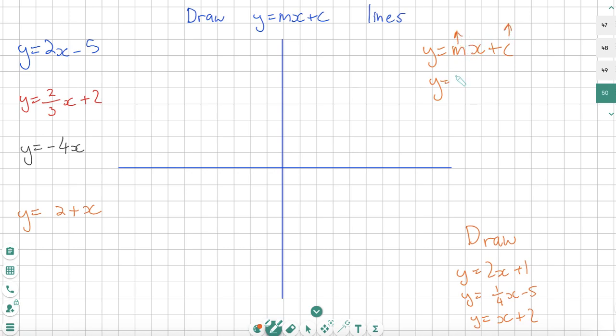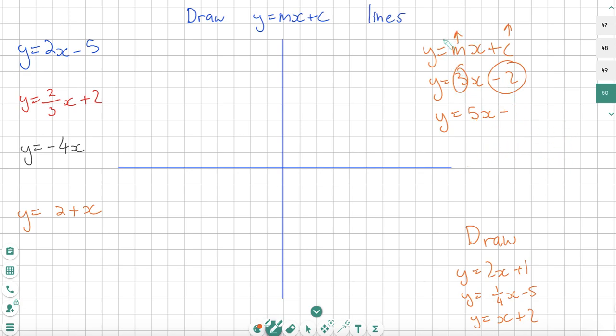For example, y equals 3x minus 2. So m is 3, c is minus 2. Or y equals 5x plus 7. M is 5, c is 7. Or y equals x minus 2. M is going to be 1, because x just means 1x. You can add the extra 1. M is 1, c is negative 2.